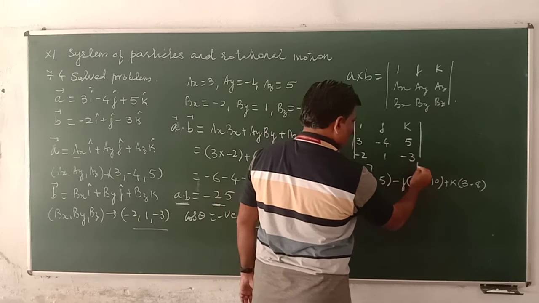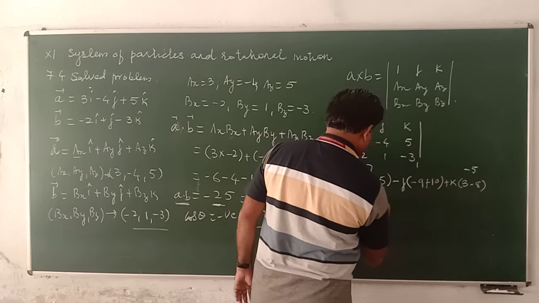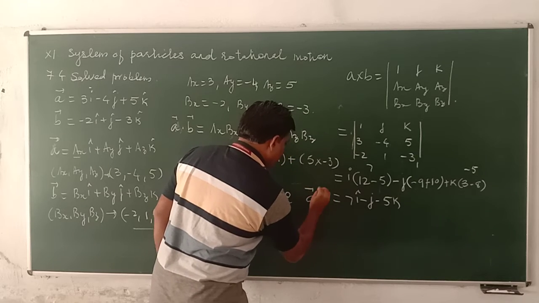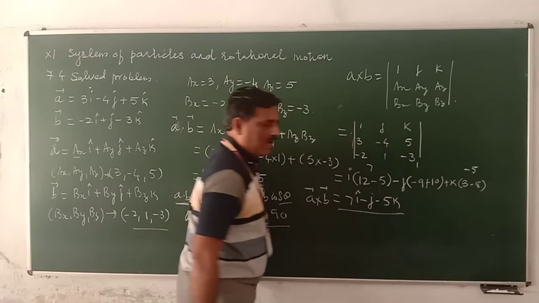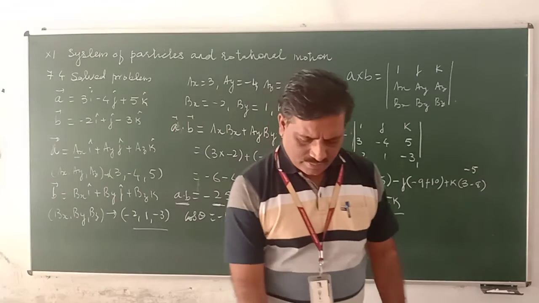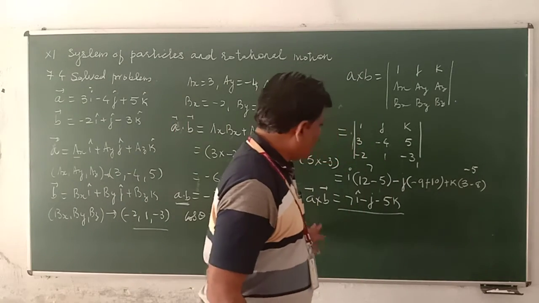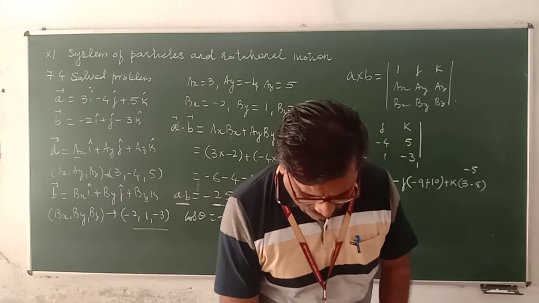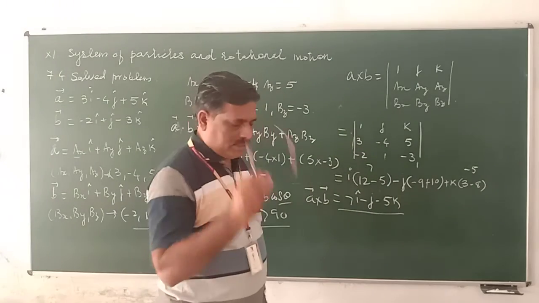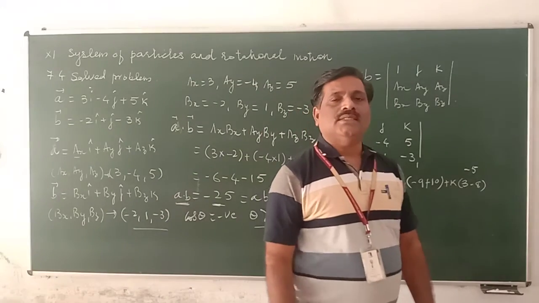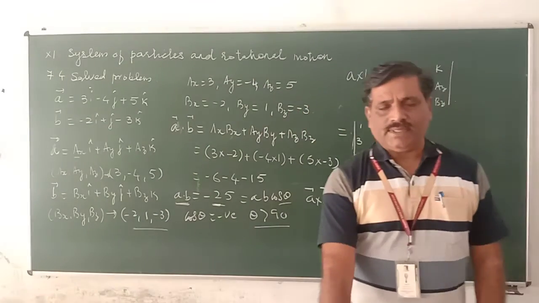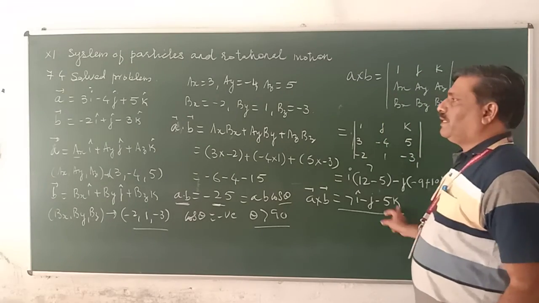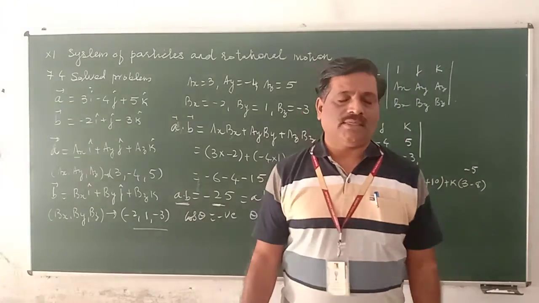Altogether it becomes 7i, minus j, minus 5k. So A cross B is equal to 7i minus j minus 5k. It should be minus 5k. The last step in the book is wrong; whatever book I have, it's a printing mistake. Actually minus 5k is right. That's all for the scalar product and vector product.